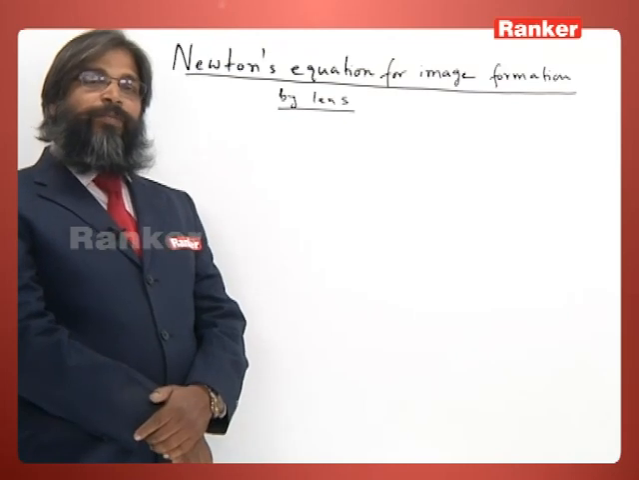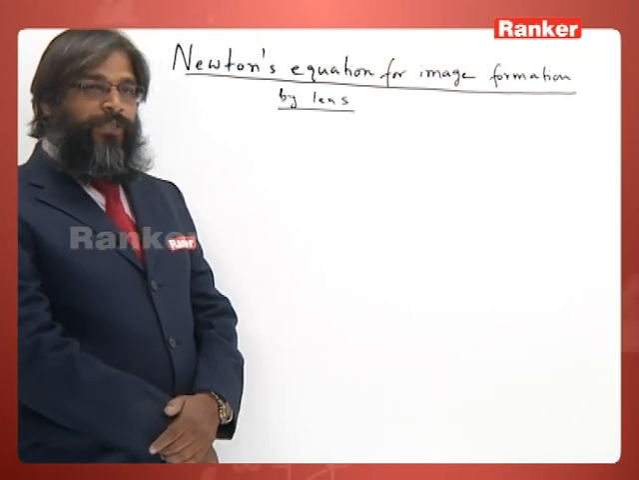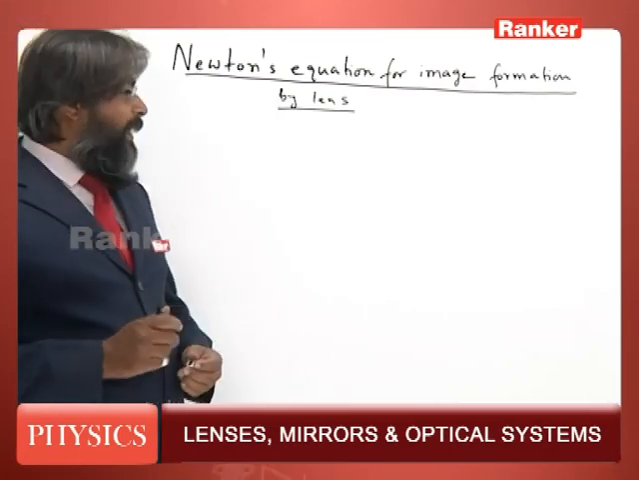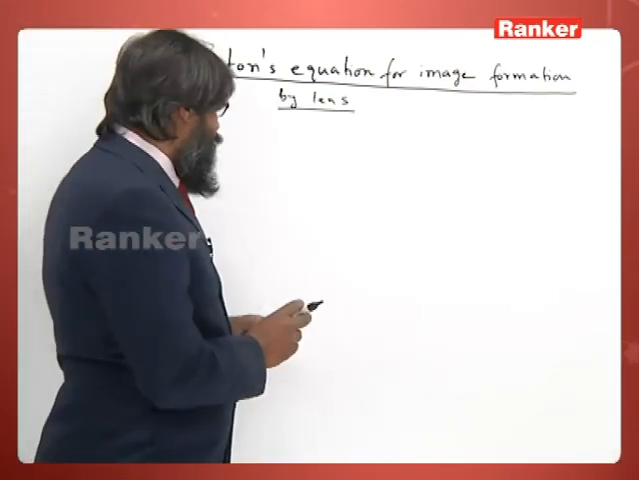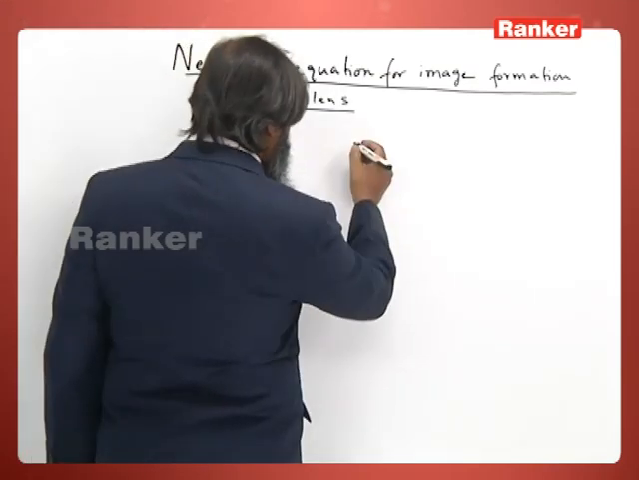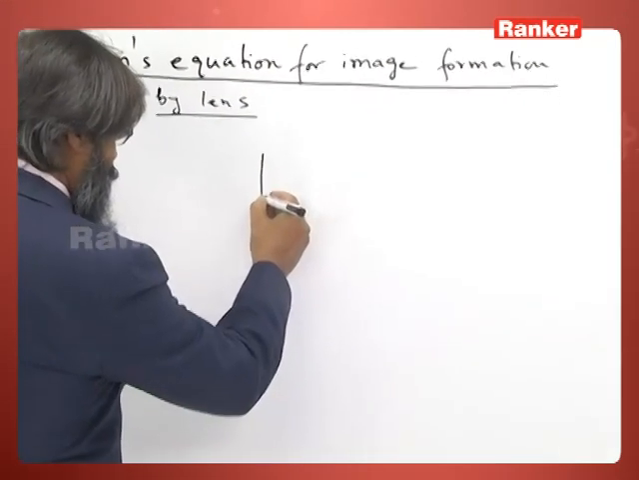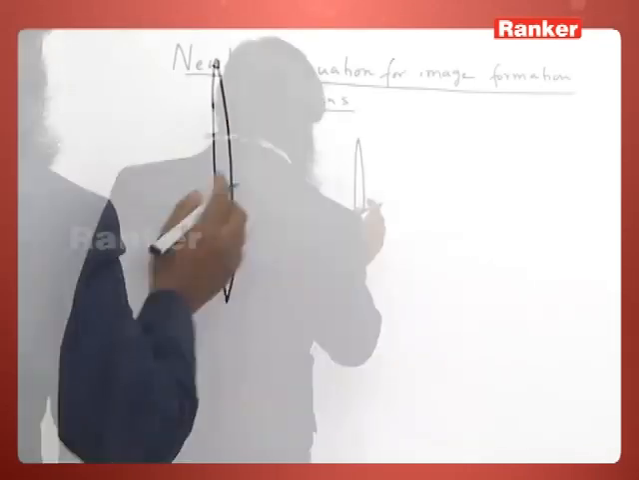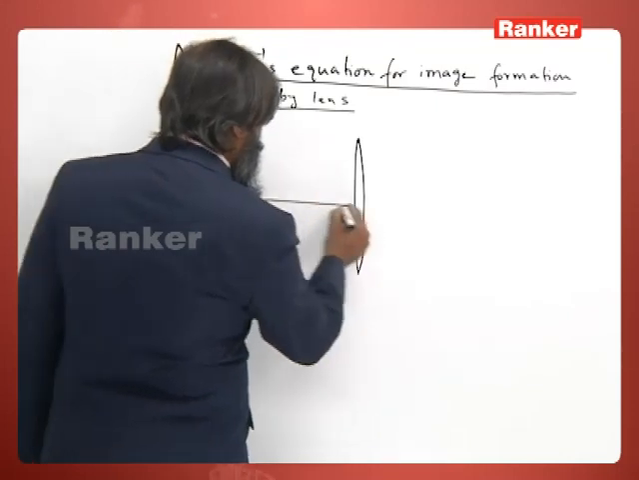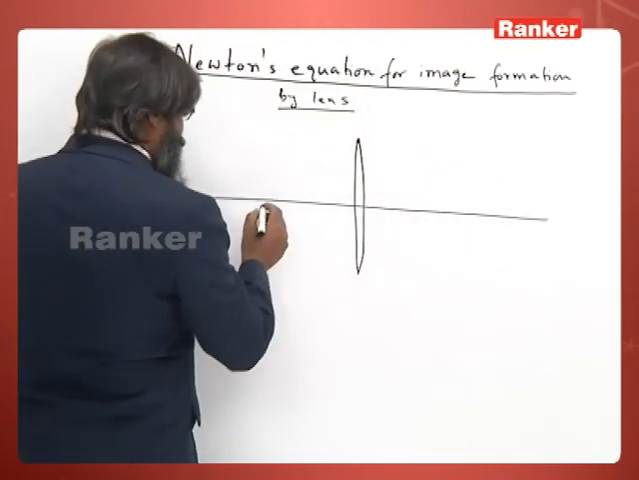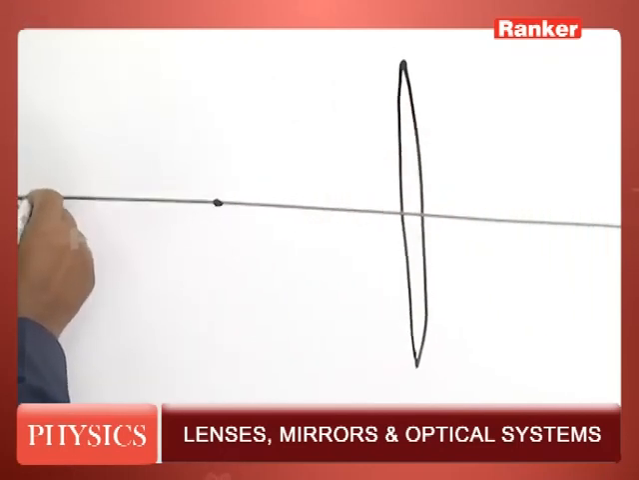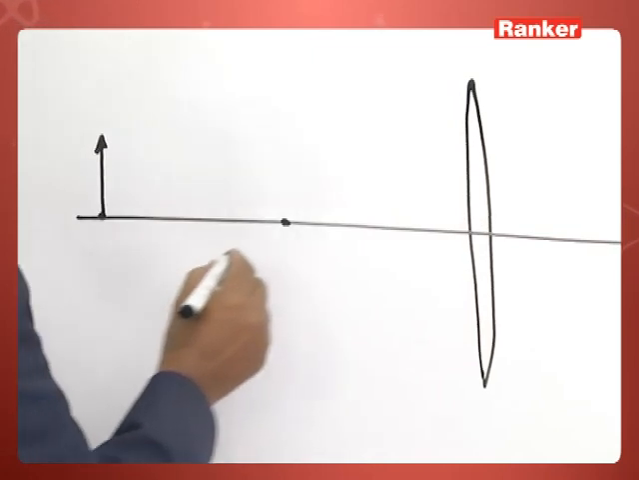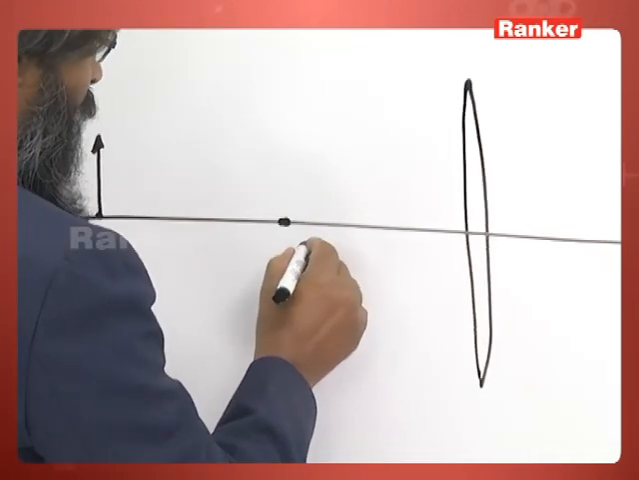Previously we have used 1 by V minus 1 by U is equal to 1 by F. Now, Newton's equation for the image formation by thin lens. Now, suppose this is a thin lens, so I can neglect this, and here we have an object of some height, and this is the focus F.